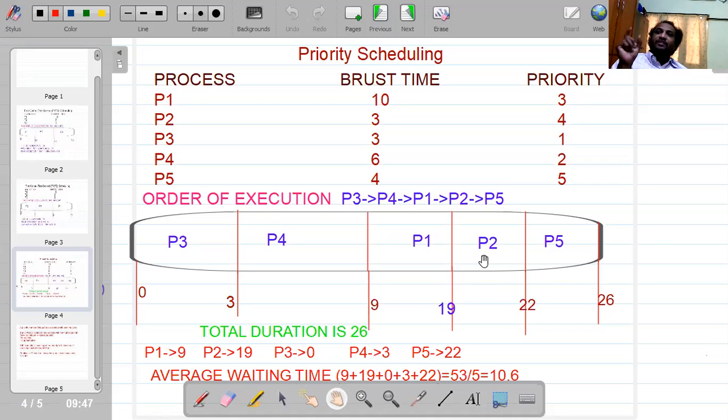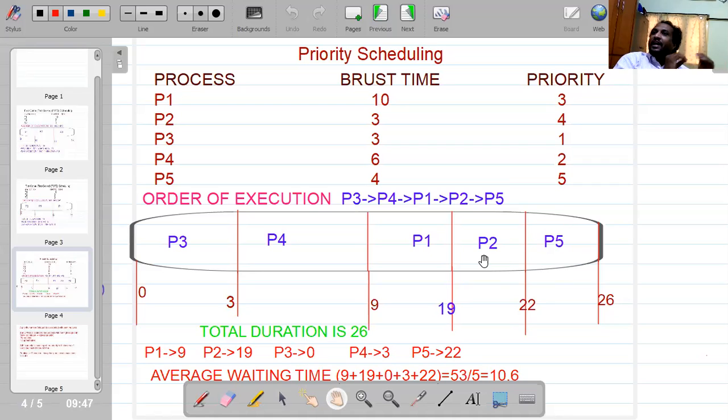So which one is executed first? Is P2 executed first, or the processes having the highest priority? Highest priority will be executed first. So P2 is kept in waiting once again, and the processes having priority 1 and 2 are executed first. They are going on executing, so P2 is not given a chance.